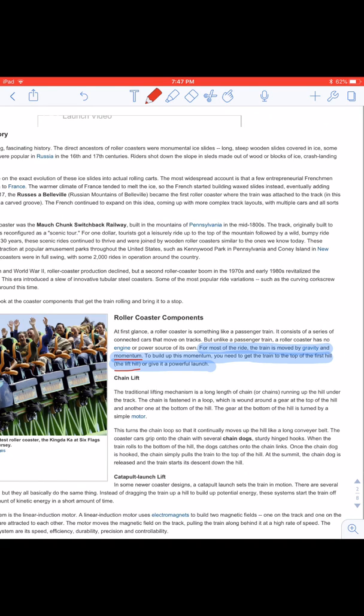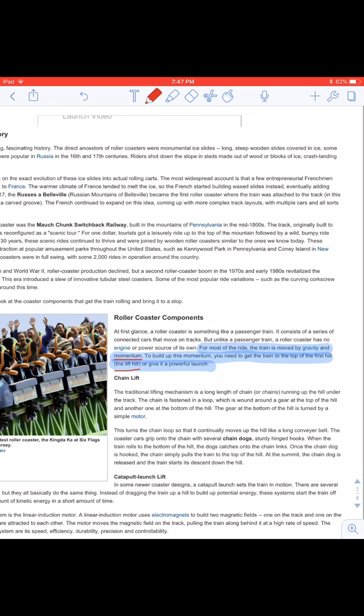The coaster cars grip onto the chain with several chain dogs, sturdy hinged hooks. When the train rolls to the bottom of the hill, the dogs catch onto the chain links. Once the chain dog is hooked, the chain simply pulls the train to the top of the hill. At the summit, the chain dog is released and the train starts its descent down the hill.